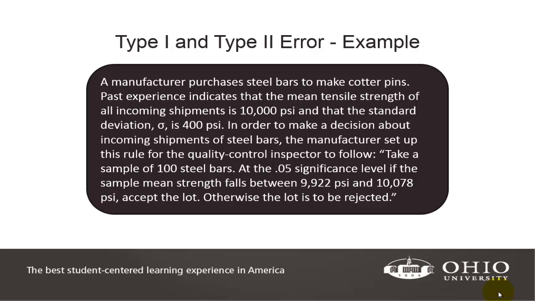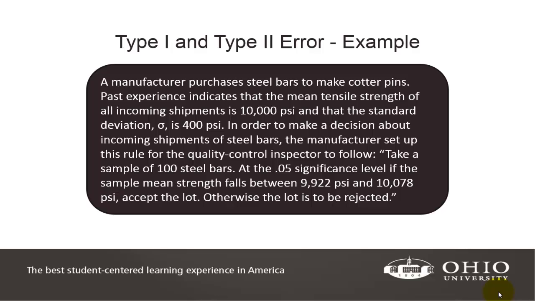So let's consider this example where we have steel bars that come in, and we expect the mean tensile strength of these bars to be 10,000 pounds per square inch with a standard deviation of 400 pounds per square inch. So what we want to do is take from that shipment a sample of 100, calculate the average tensile strength of that sample of 100, and if that tensile strength is too far away from 10,000, we want to reject that shipment and send it back.